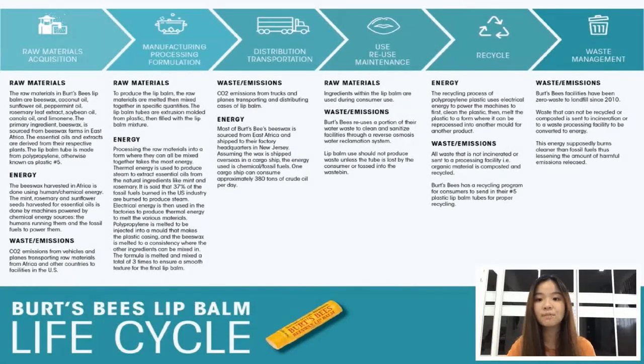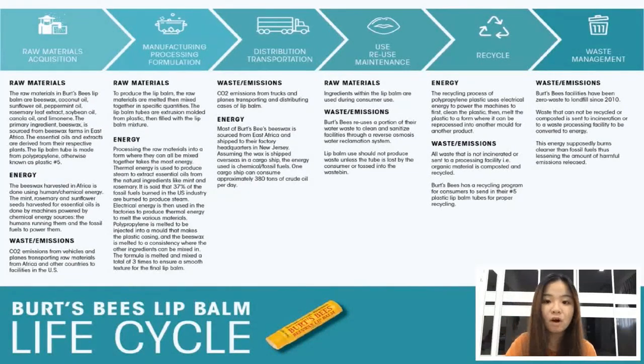Moving on to the manufacturing processing formulation, the energy involved is thermal energy, which is used to produce steam to extract essential oils from natural ingredients. And electrical energy is also used in the factory to produce this thermal energy to melt various materials such as plastics and the beeswax.